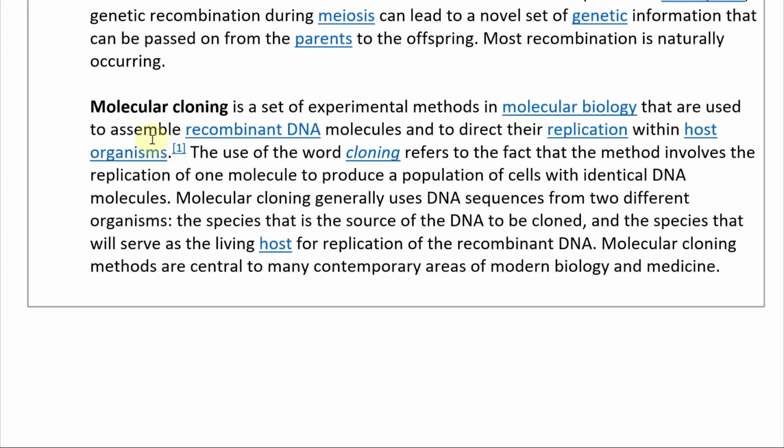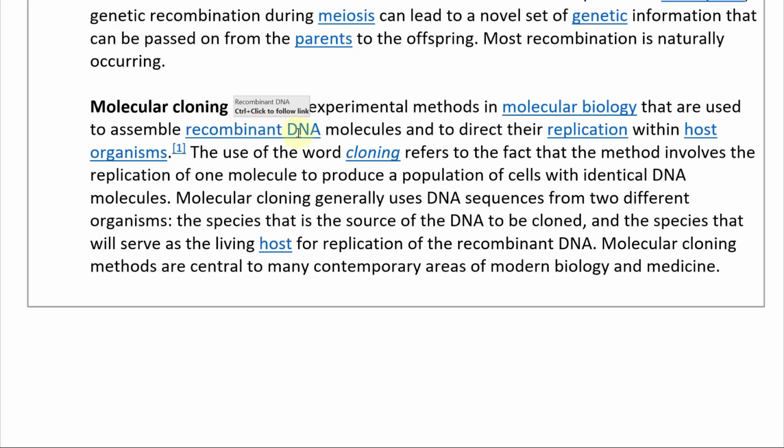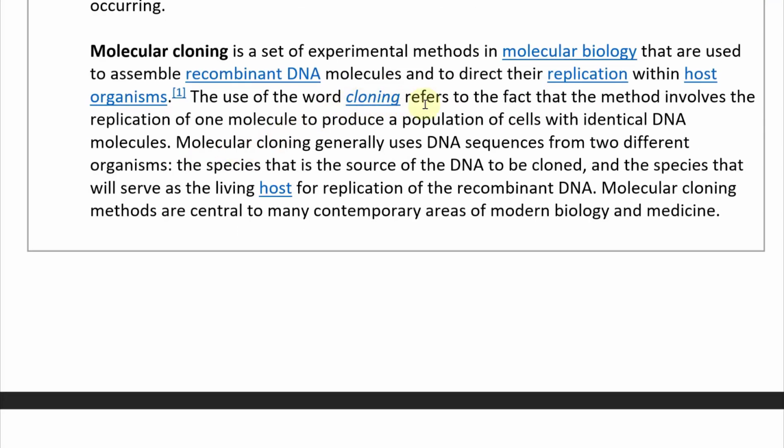Yes, interesting. So now molecular cloning is a set of experimental methods in molecular biology that are used to assemble recombinant DNA molecules to direct their replication within host organisms. The use of the word cloning refers to the fact that the method involves the replication of one molecule to produce a population of cells with identical DNA molecules.